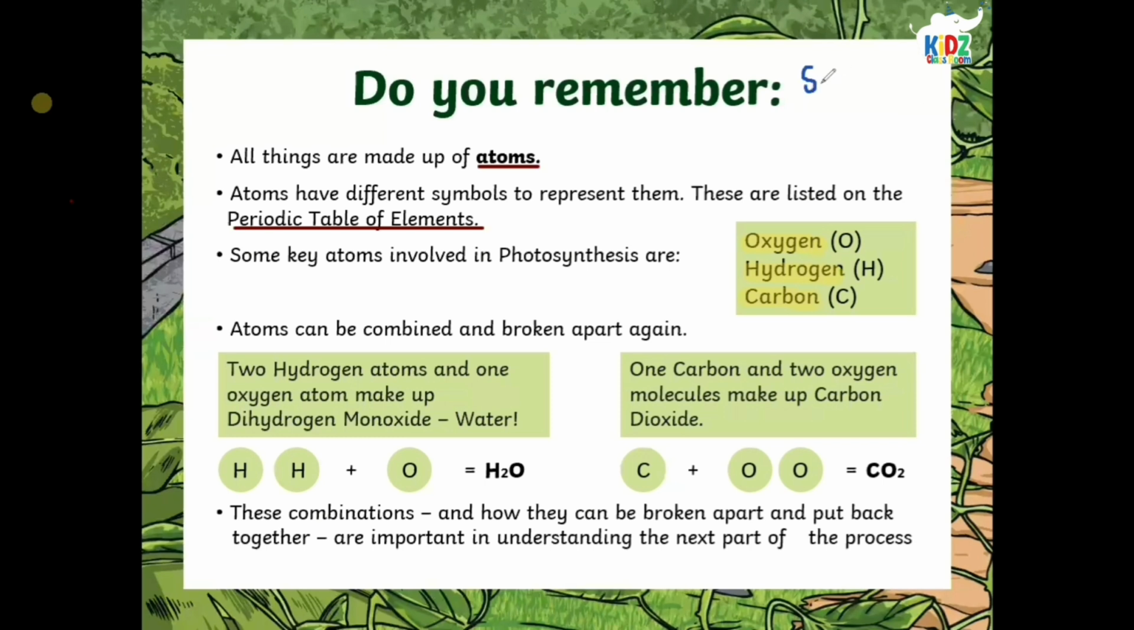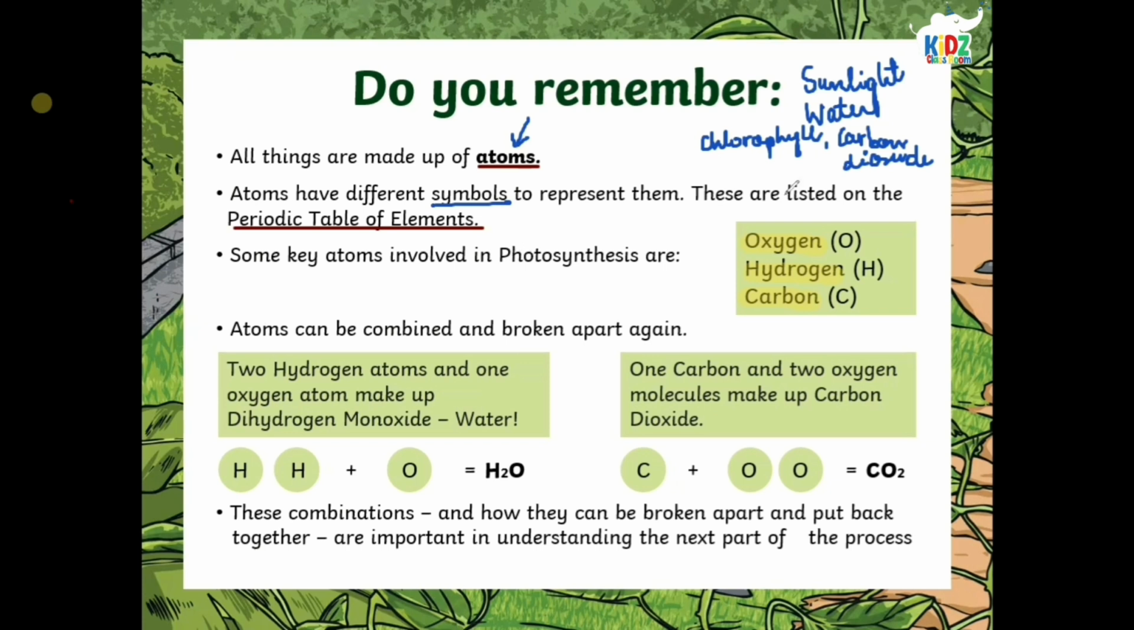What were the sources of photosynthesis? Sunlight, then water and chlorophyll, and lastly, carbon dioxide. So all things are made up of atoms, and atoms have different symbols to represent them. They are listed on the periodic table of elements.